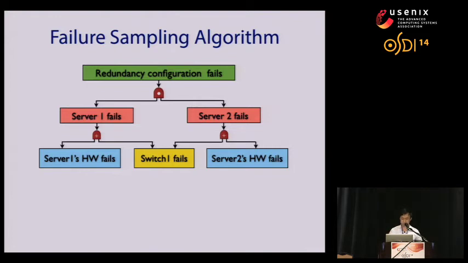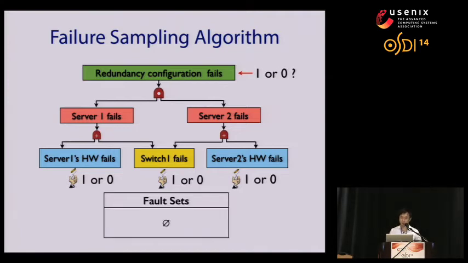So the failure sampling algorithm is a heuristic algorithm, and it contains many sampling rounds. In each sampling round, we flip a coin to assign 1 or 0 to each leaf node in the given fault graph. 1 means failure. After the assignment, we need to check whether the root node of the given fault graph is 1 or 0, namely failure or not. We also need to maintain a list recording fault sets. If the root node fails, we produce a fault set including all the leaf nodes whose values are 1.